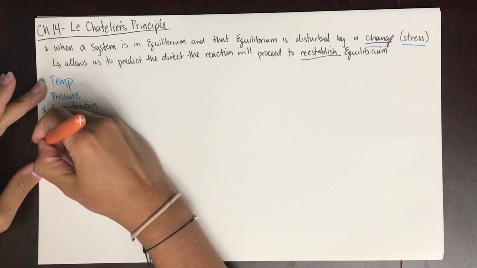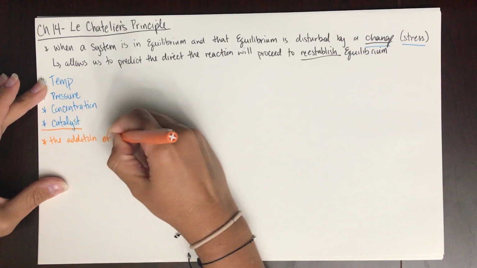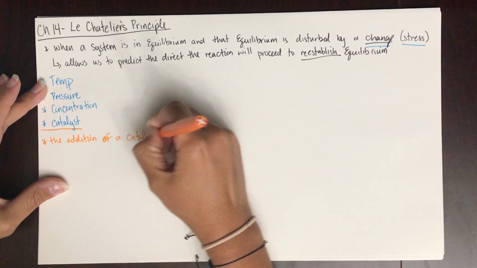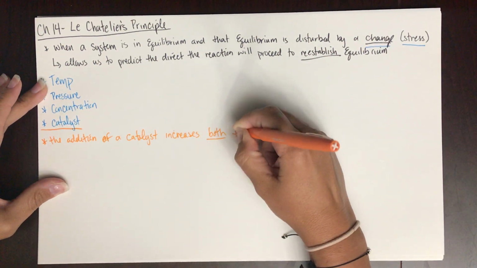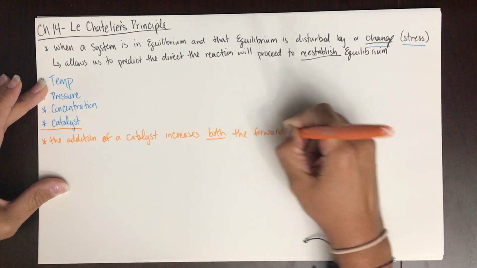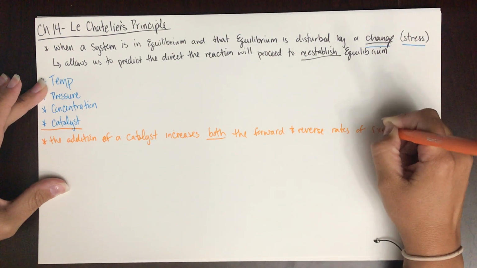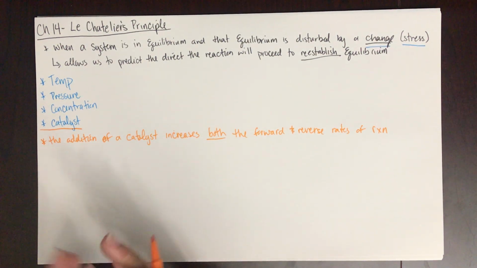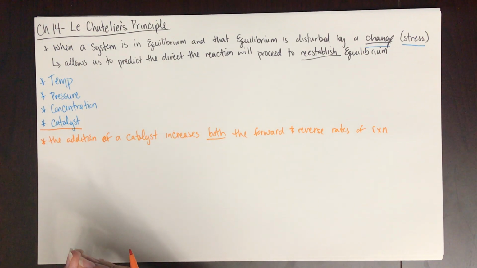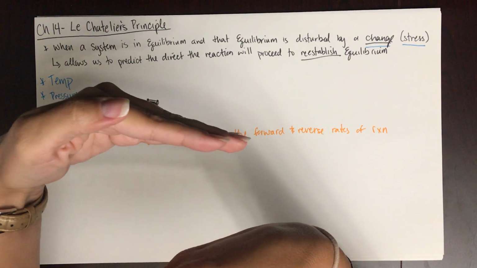The addition of a catalyst increases both the forward and the reverse rates of the reaction. It increases them both equally. So when you add a catalyst to a chemical reaction, it increases the rate of the chemical reaction. So it increases the forward rate by the same amount that it increases the reverse rate.